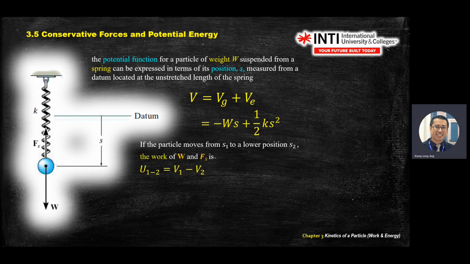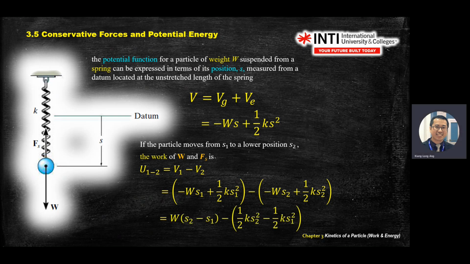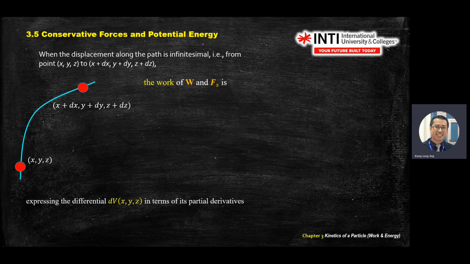Right. So if the particle moves from s1 to a lower s2, your energy is energy 1 minus energy 2. You take potential energy of 1 to 2. Why 1 minus 2? From this one to another one. You get this equation. V1, you have two energies, potential plus elastic for the first position, minus the second position. Okay, so you arrive at this, which is just a rearrangement. Important are these last two equations here. Makes sense? Okay.